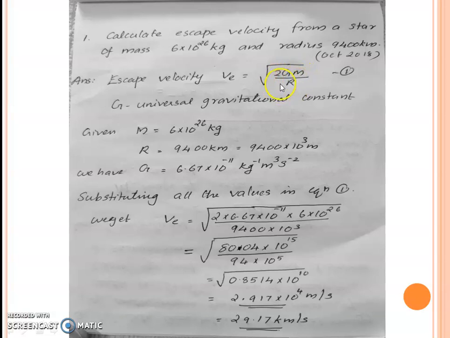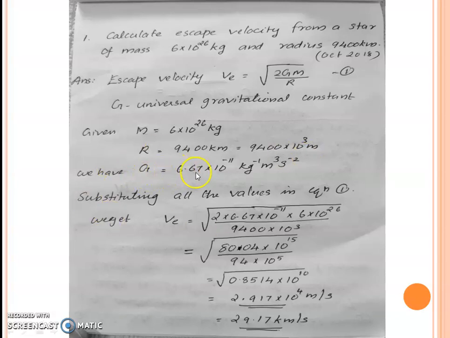And all the quantities are given in the question. Mass of the star is given and radius of the star is also given. Since universal G is a constant, it will be given in the question paper, or you can get it from the Clark's table. Given that M is 6 into 10 raised to 26 kilogram, r is 9400 kilometer, that is 9400 into 10 raised to 3 meter. We have to convert into the SI unit, that is meter.